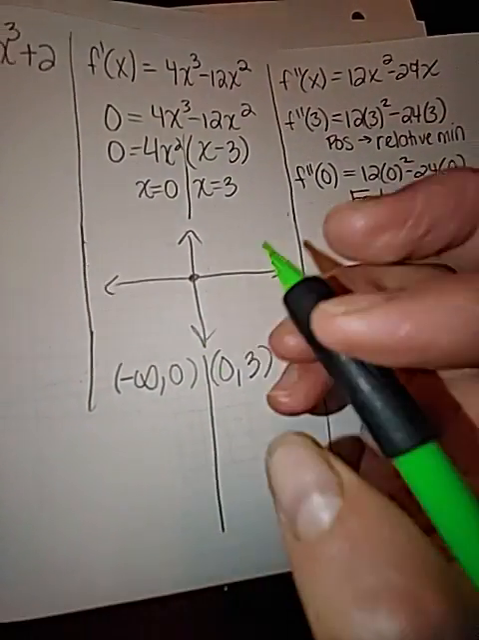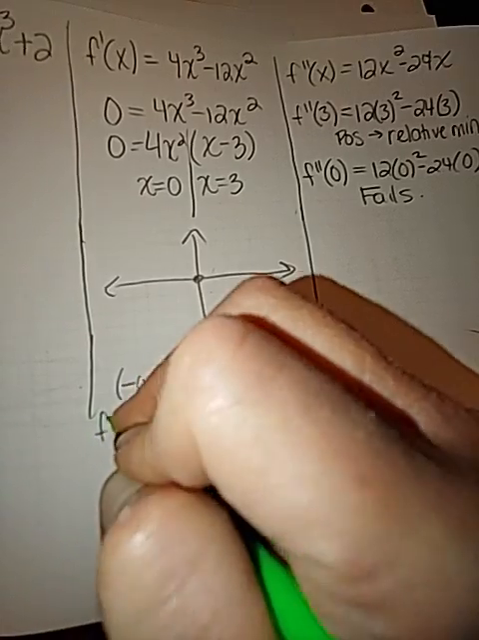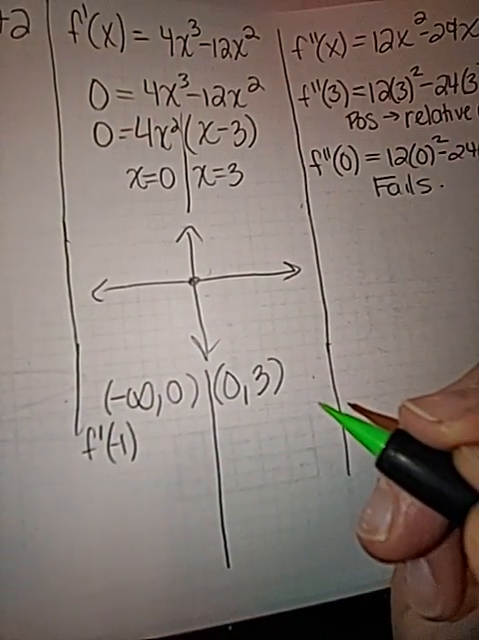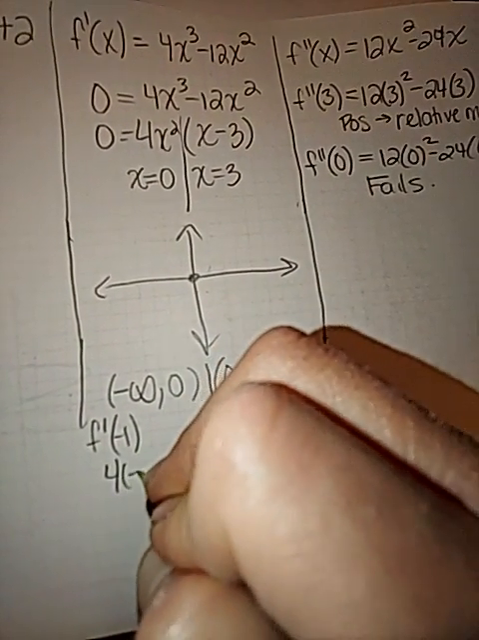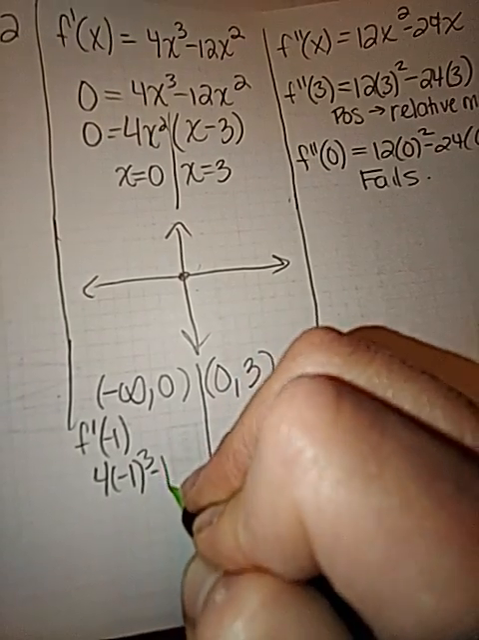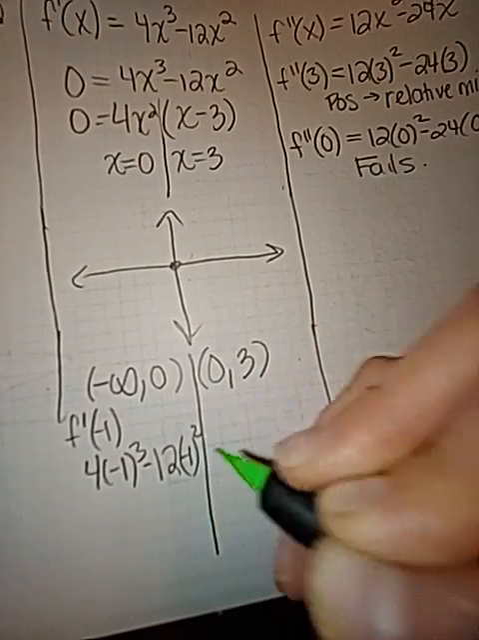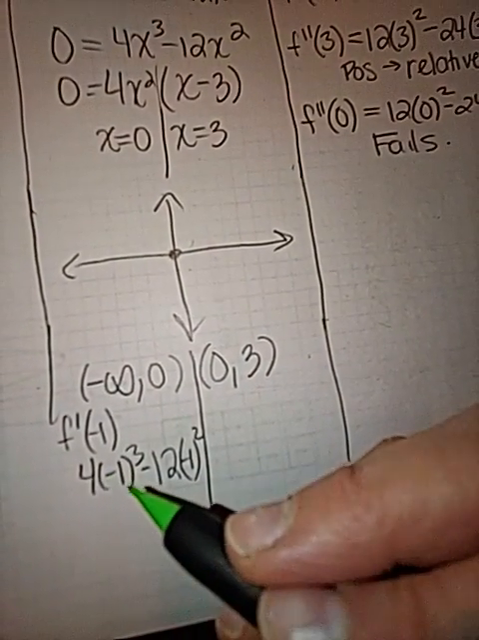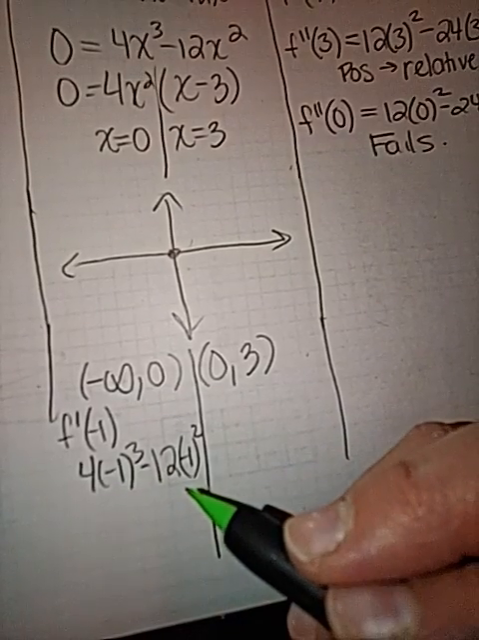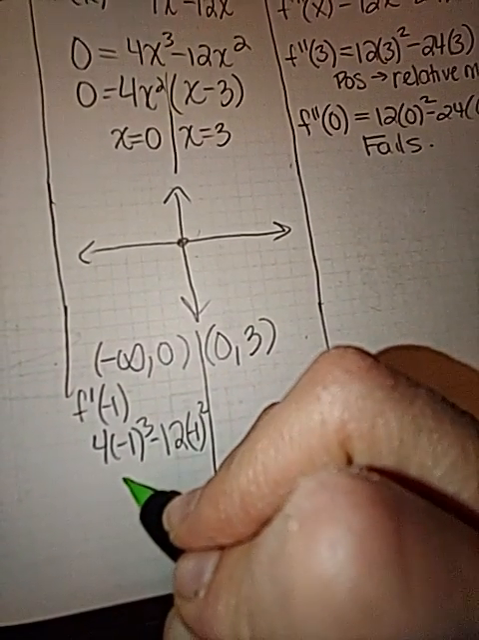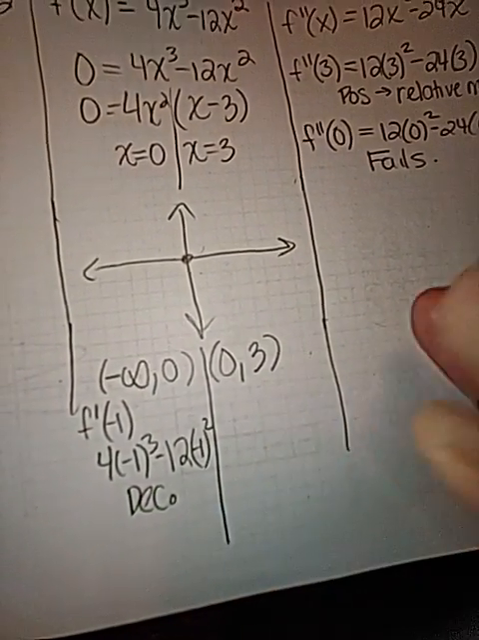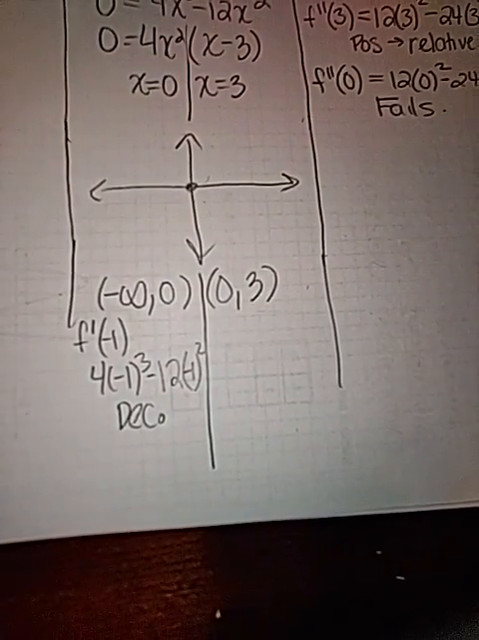All right, so when I plug in negative 1 into the first derivative, I get 4 times negative 1 cubed minus 12 times negative 1 squared. So I have a negative number minus a positive number. This is negative, which means that my graph is decreasing.